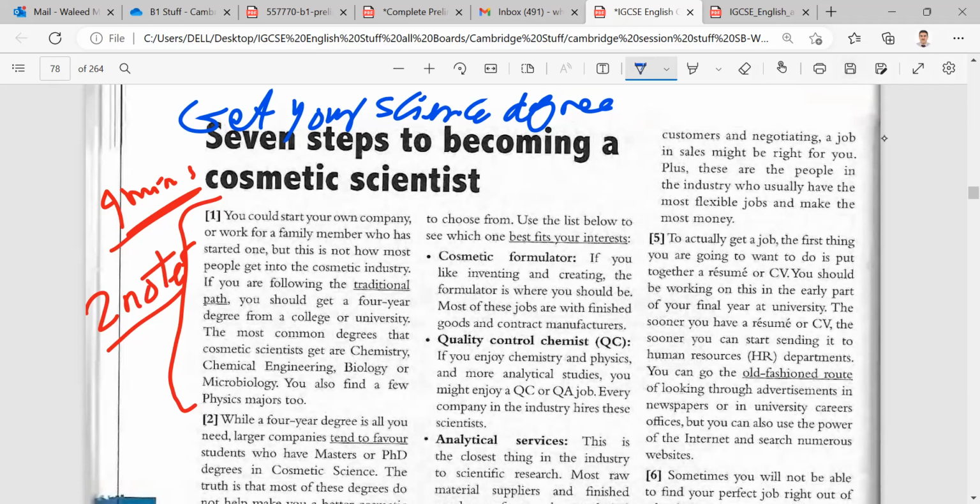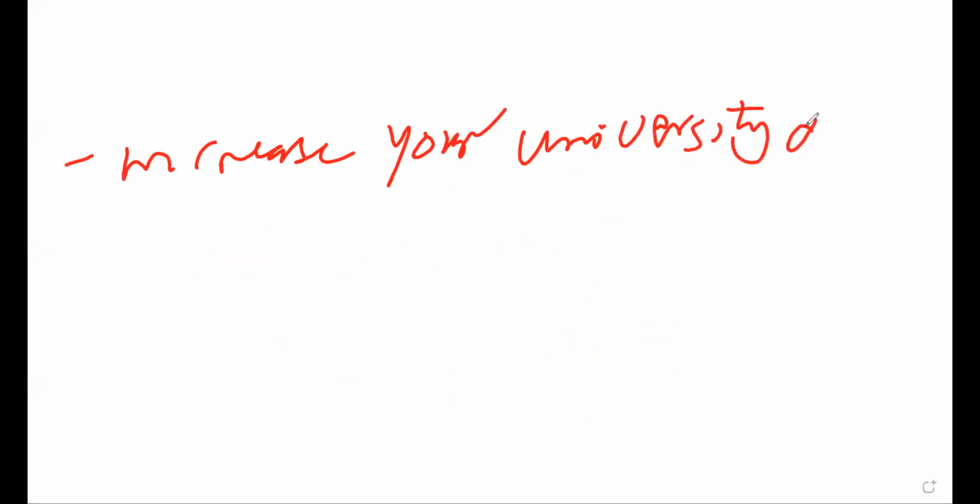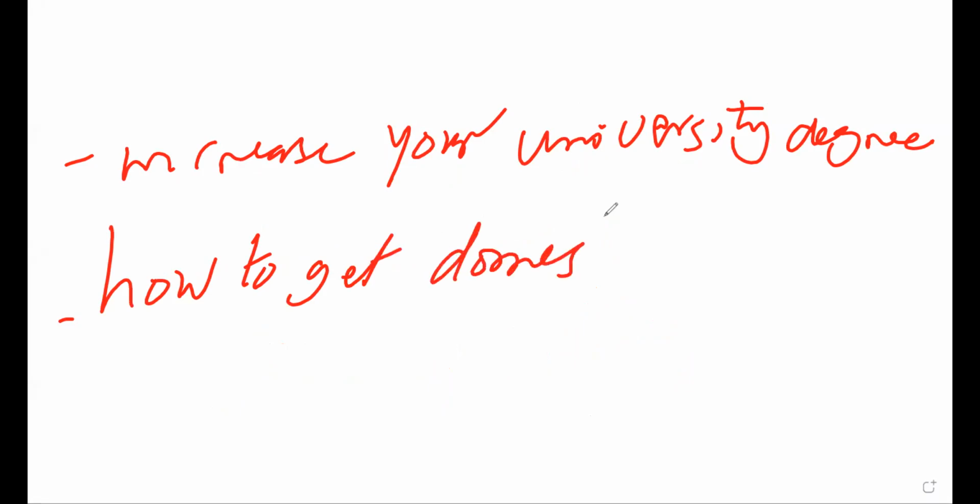So read the first note, please. Let me write it for you. Increase your university degree. Just a second. Here, increase your university degree. Okay. What about the other one? How to get into domestic industry? How to get cosmetic. Ah, sorry, cosmetic.